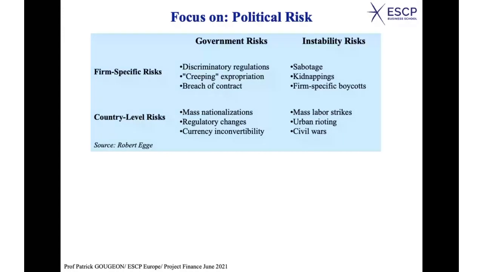So what does it mean, political risk? What does it include? Well, I took this matrix, which I feel is rather clear, and which very quickly tells you what it includes. In this matrix, on the lines you have risks which are firm specific, or in this case project specific, or country level risk. It can be something that concerns a particular company or a particular project, or it can concern any company in the country, or the two columns.